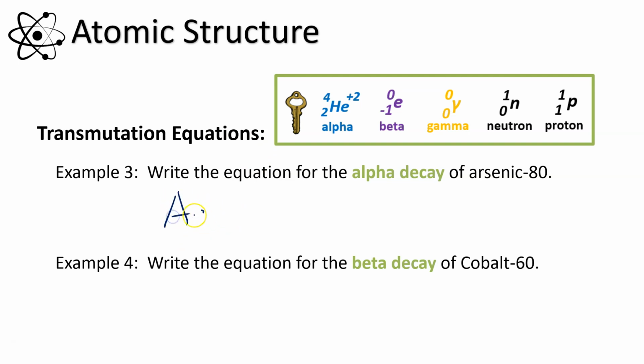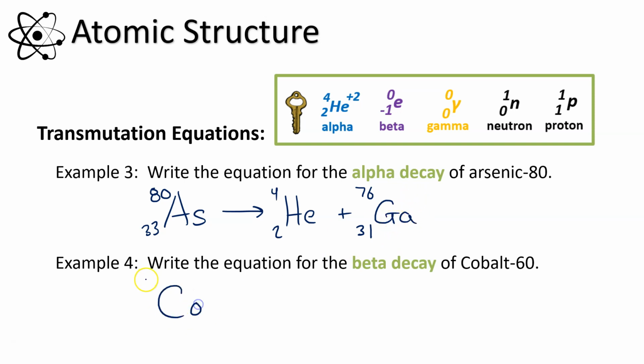We'll start with the symbol for arsenic 80. Its atomic number is 33. Get that from a periodic table. Its mass is 80. If it undergoes an alpha decay, then it emits the alpha particle, leaving behind 31 protons and a mass of 76. 31 protons tells me that I now have an atom of gallium.